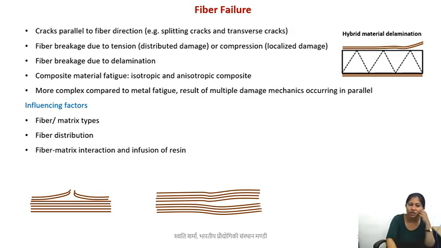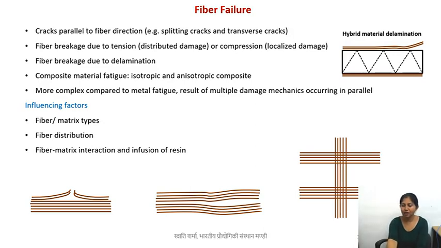As I already mentioned, the interface properties and also the infusion of the resin matter. The infusion of the resin also depends on how chemically compatible the two materials are, the fiber and the matrix material. For example, I show here some braided fiber mats. These are fiber bundles perpendicular to each other. Now we pour a lot of resin into it.